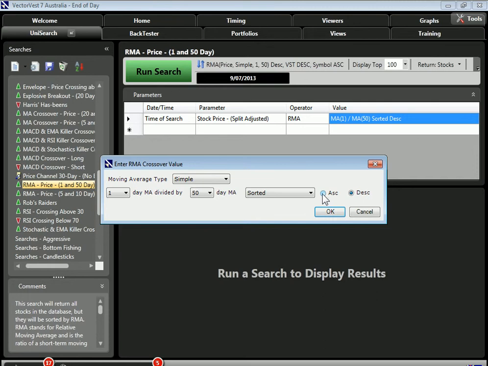But in this case, we're going to sort ascending, because remember, we're bottom fishing in this particular run. So we want price to be the furthest below the 50-day average. If I click on OK.